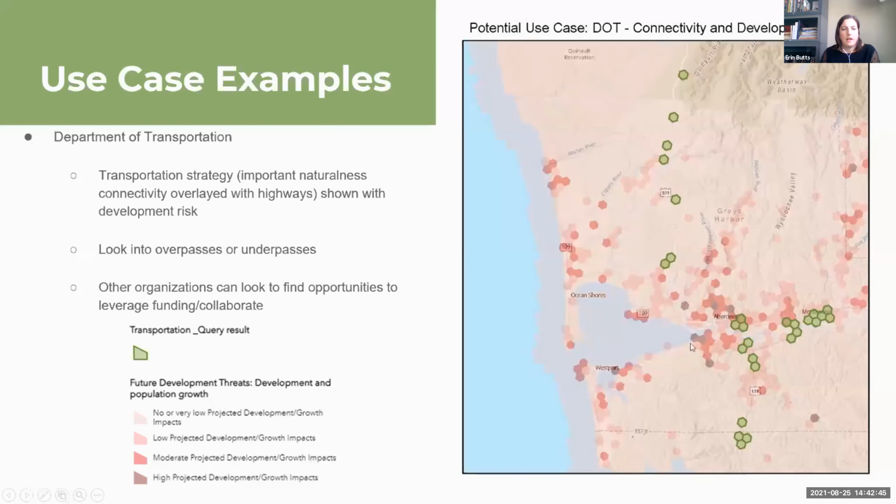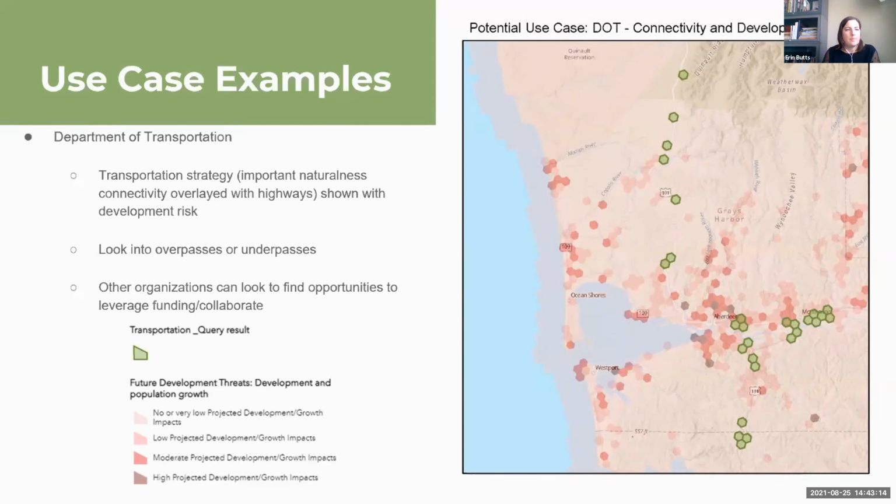So now that I've shown just how a user might navigate the tool if they came across it, I'll show a couple of specific use cases. So this first use case is the Department of Transportation. The Department of Transportation is highly involved in the connectivity work and interested in seeing where this intersects with highways. So we already have a transportation strategy within the mapper showing where high value connectivity areas intersect with highways.